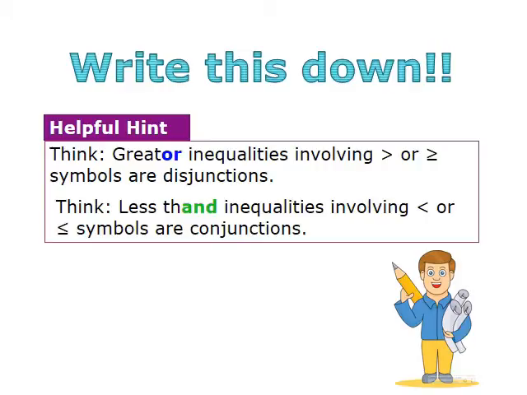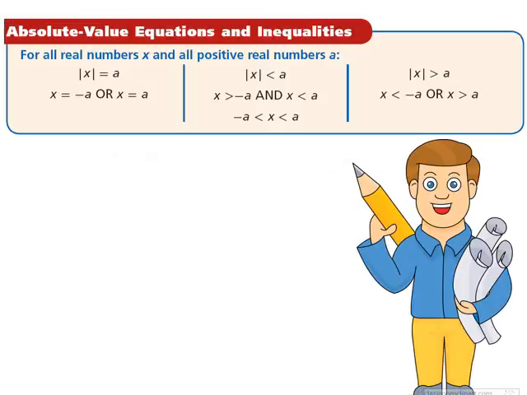Please write this down. This is very important. Greater than means or. Less than means and. To summarize, these are the 3 ways in which we can write absolute value. Equal signs make or. Less than is an and. Greater than is an or.